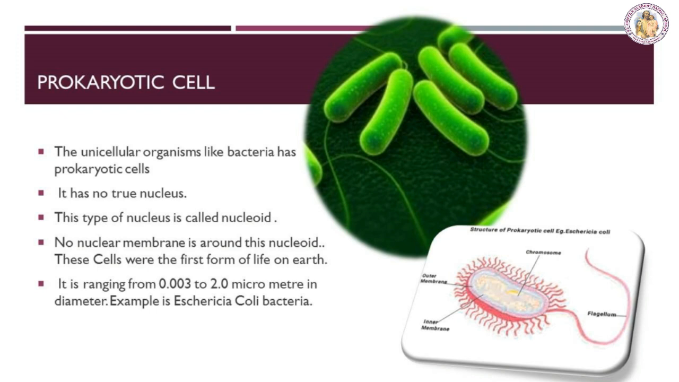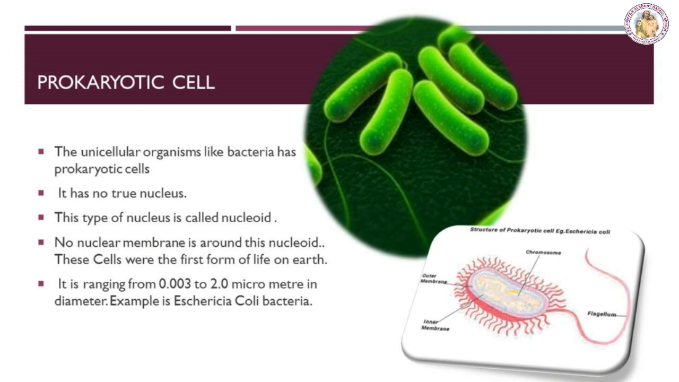Prokaryotic cell. The unicellular organisms like bacteria have prokaryotic cells. It has no true nucleus. This type of nucleus is called a nucleoid. No nuclear membrane is around this nucleoid. These cells were the first form of life on Earth. It is ranging from 0.003 to 2.0 micrometer in diameter.